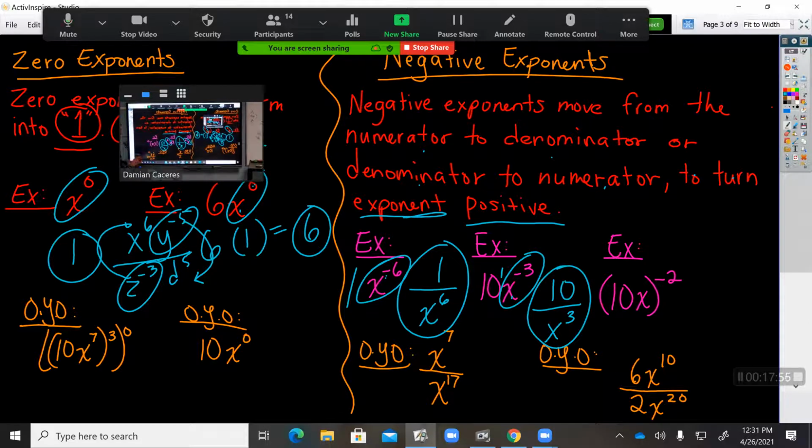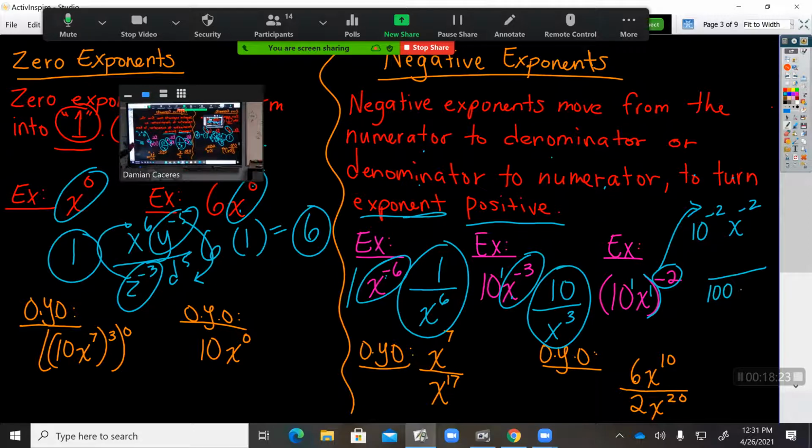So far, so good? Now, there's two ways of doing this. I want to show you both. On the first one, this exponent is touching a parentheses. So that means you have to multiply with the exponents inside. So that would give you 10 to the negative 2 and x to the negative 2. Because they both have negative exponents, they both go to the bottom.